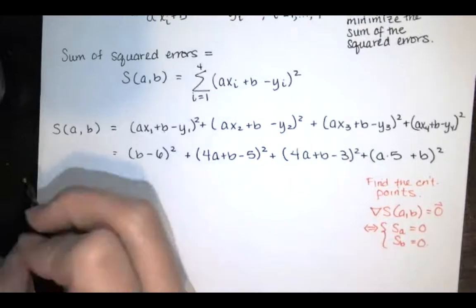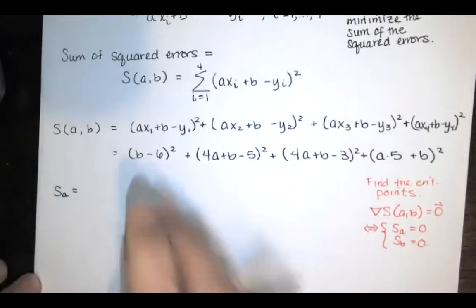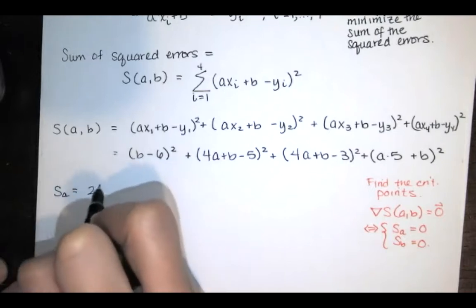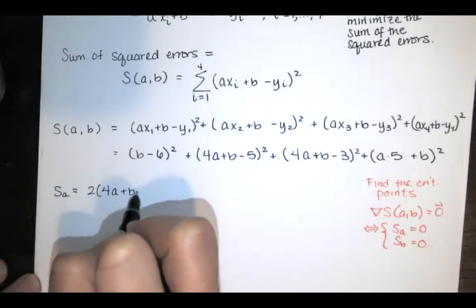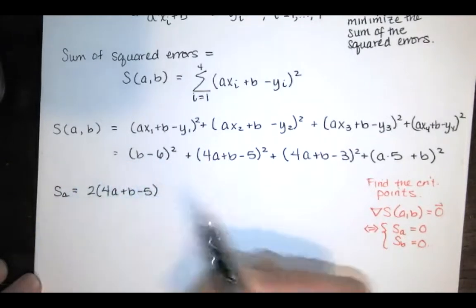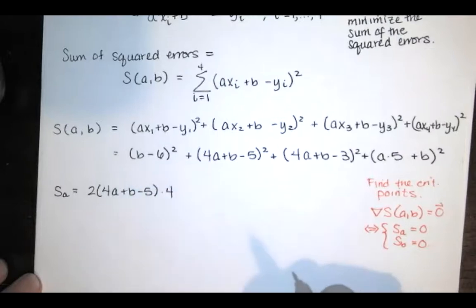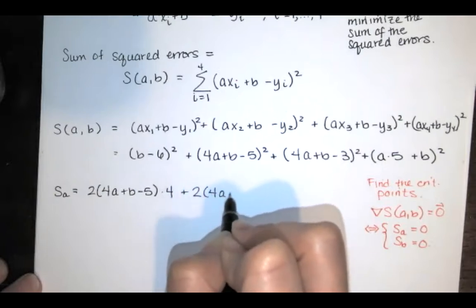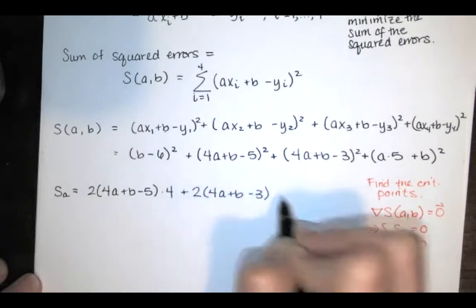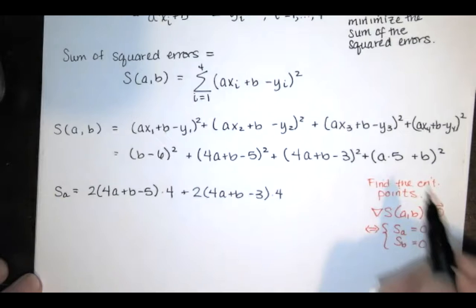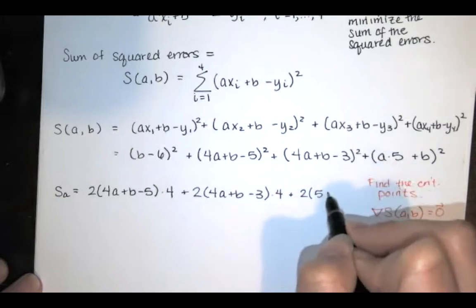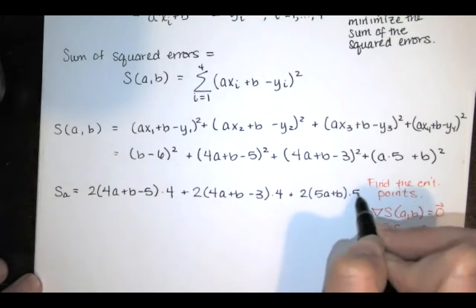So let's compute the partial of s with respect to a. This has no a's in it, so we're going to get 0. This one does have an a in it, so we'll have 2 times the quantity 4a plus b minus 5 times the derivative of the inside with respect to a, which is 4, treating b as a constant. This one has an a in it, so we'll have 2 times 4a plus b minus 3 times the derivative of the inside, which is 4. And this one has an a in it, so we'll have 2 times 5a plus b times the derivative of the inside, which is 5.